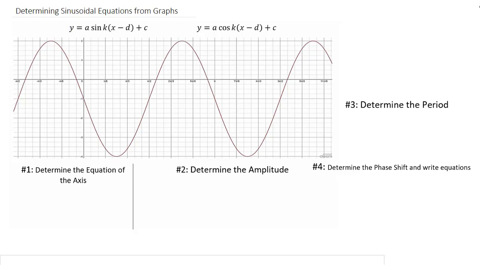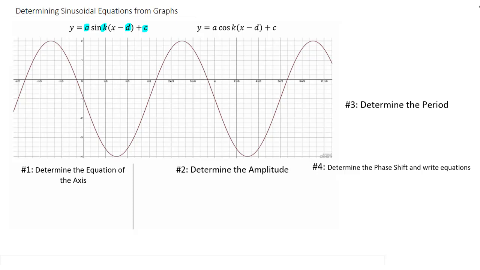Okay, so let's go through the steps, the things we need to find. Whether we're using sine or cos, it doesn't matter at this point. We need to find A, K, D, and C. We need to find all of those. So the A is attached to our amplitude. The C is the equation of our axis. So let's start with the equation of our axis. That's the first thing I like to find, C.